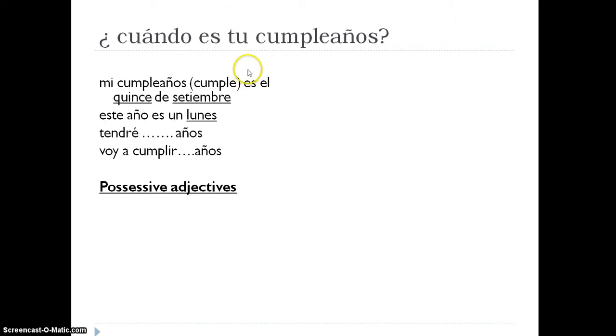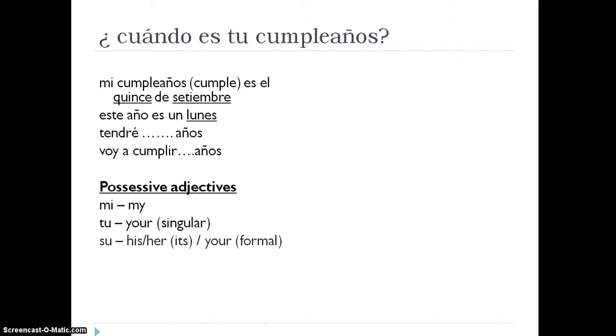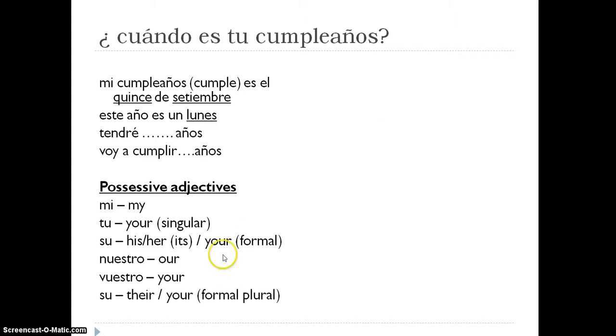So one of our key things to this is our reflexive verb. So when is your birthday? Tu... My birthday? Mi. Again, if you want to learn more on this, have a look at my adjective section, but this is just a short section on this. So we have mi, which is mine. Tu, without an accent, is your singular. Su, his, her, or its, or your formal singular. Nuestro, our. Vuestro, your. And su, for their, or your formal plural.